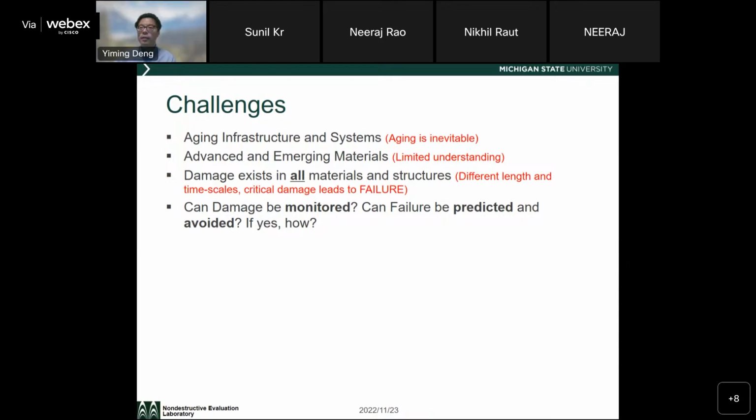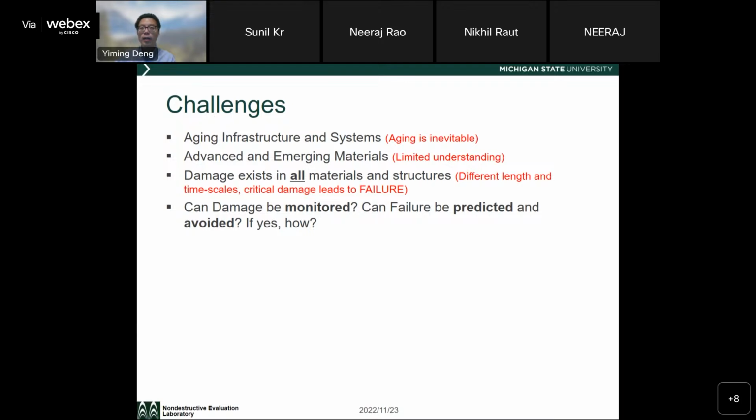But philosophically, I have to admit that it's almost impossible to avoid failure in our lifetime or in the lifetime of a system, right? Everything can fail eventually. But how can we understand the state of the system and try to avoid it?